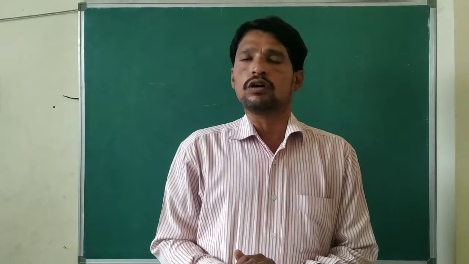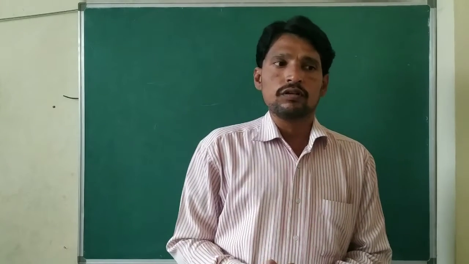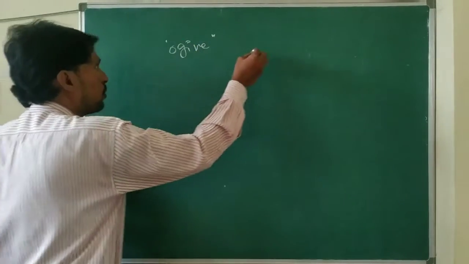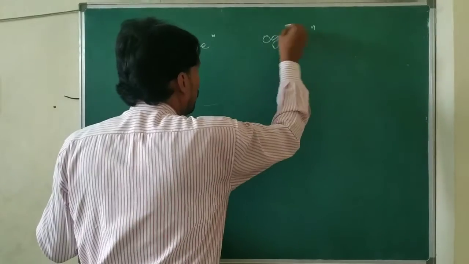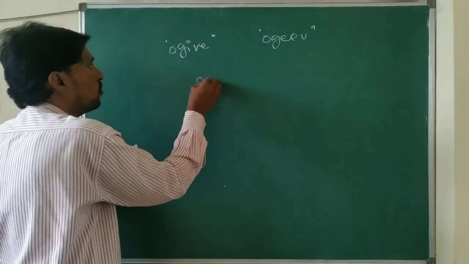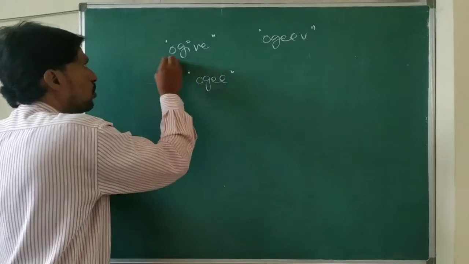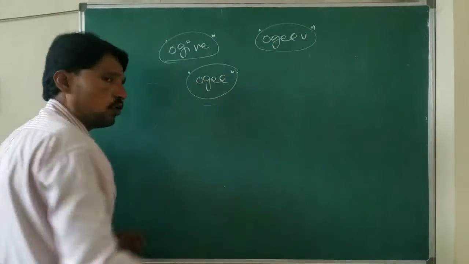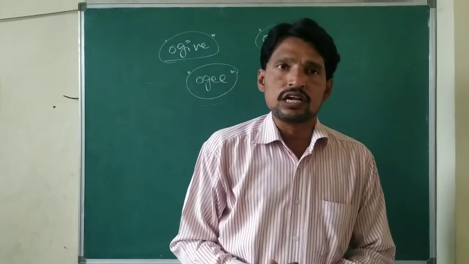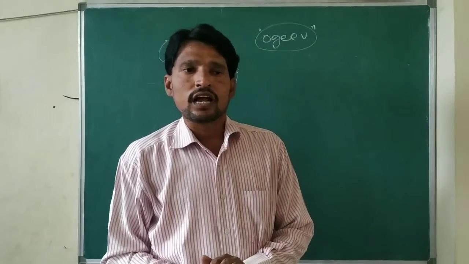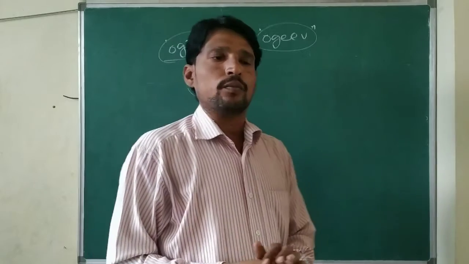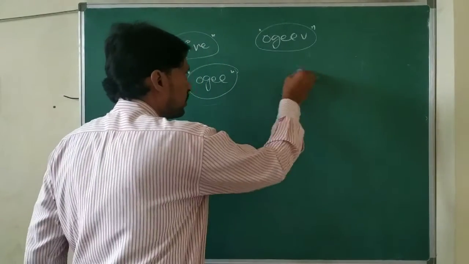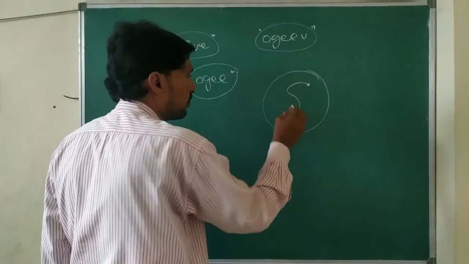Now we will discuss the ogive curve. So what is an ogive curve? The term ogive is pronounced as "ojive", and it is derived from ogee. An ogee is a shape consisting of a concave arc flowing into a convex arc. So it forms an S-shaped curve with vertical ends.